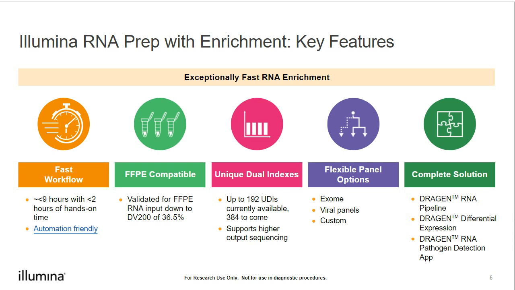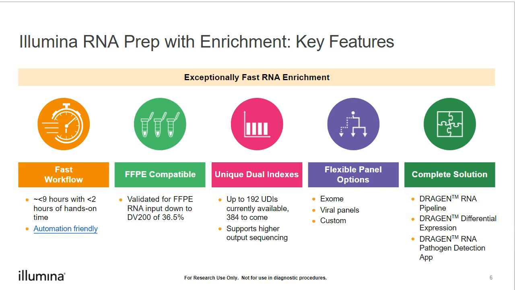The workflow is compatible with many different sample types, including high-quality RNA and FFPE or otherwise degraded RNA, down to DV200 values of 36.5. The library prep utilizes Illumina's unique dual indexes, with 192 currently validated, and 384 will be available in the near future. This is great for users sequencing on a high output platform like the NovaSeq 6000 and NextSeq 2000.